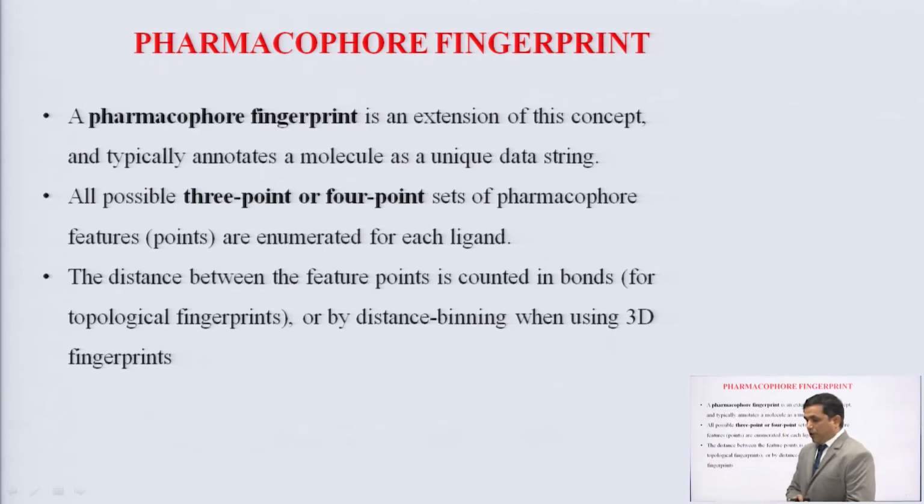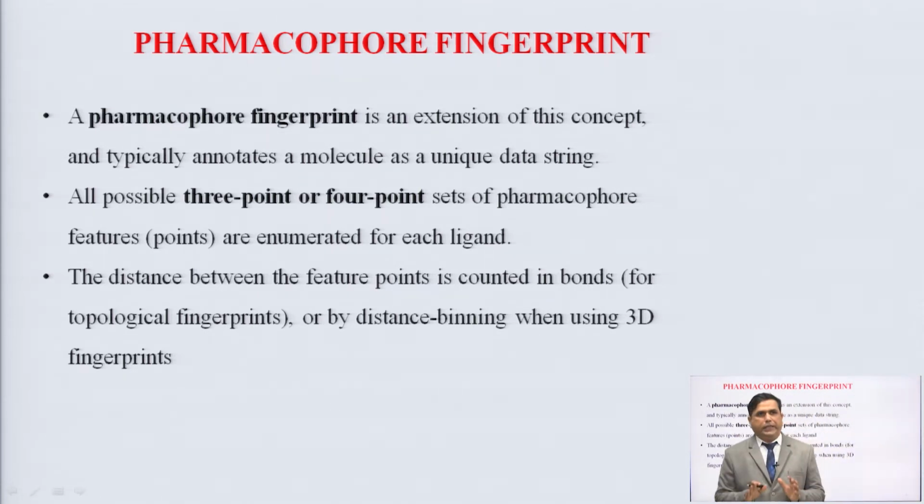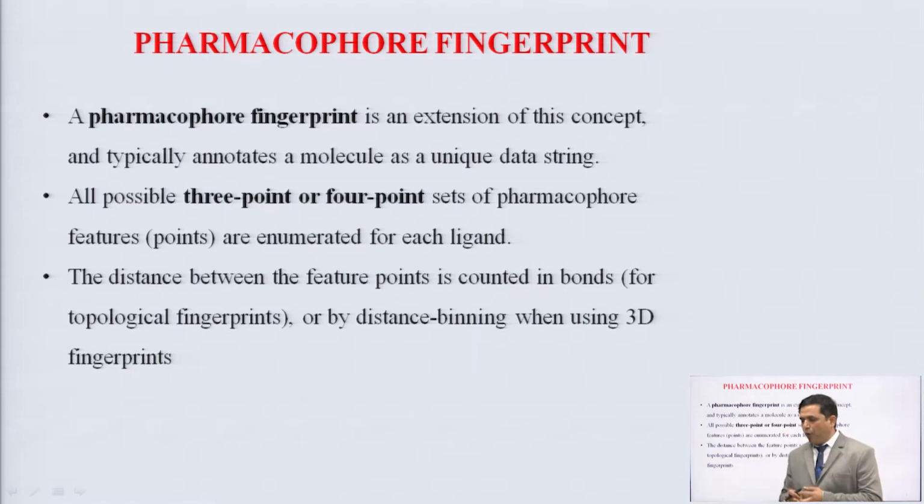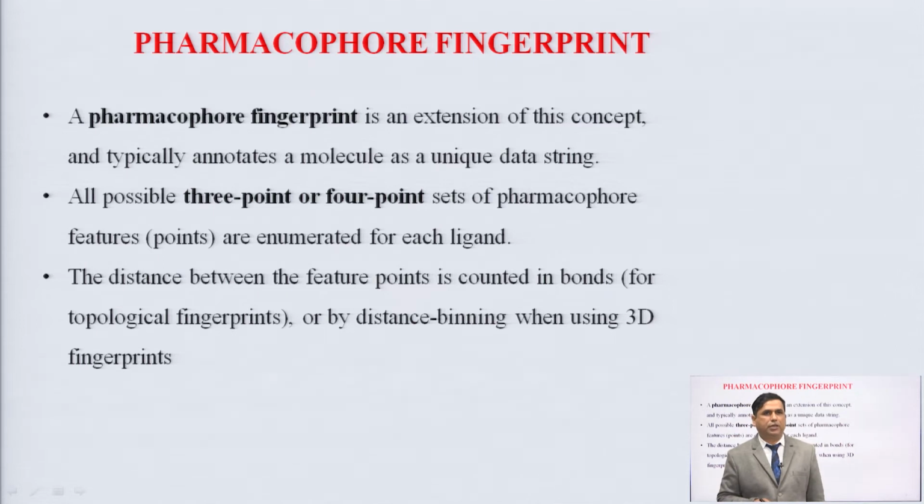Now, the pharmacophore fingerprint. The pharmacophore fingerprint is nothing but a collection of the pharmacophoric features in the 3-point or 4-point set of pharmacophore generated for each ligand. The pharmacophore fingerprint is an extension of this concept and typically annotates a molecule as a unique data string.